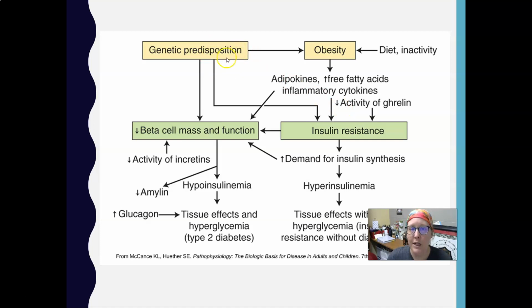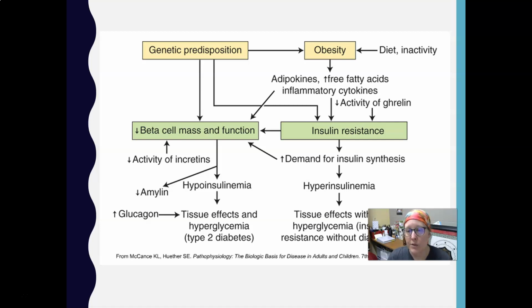There is definitely a genetic factor, but that's not the only thing. You take the genetic factor and then you add diet and activity, and between those two it leads to obesity. When a person is obese, you will have an increase in free fatty acids floating around. You will have adipokines and inflammatory cytokines floating around, and a decreased activity of ghrelin. Ghrelin is a hormone that tells you that you are full and you don't need to eat. So if there's decreased activity of that hormone, then you're hungry all the time, and so you eat more, and that means you gain more weight.